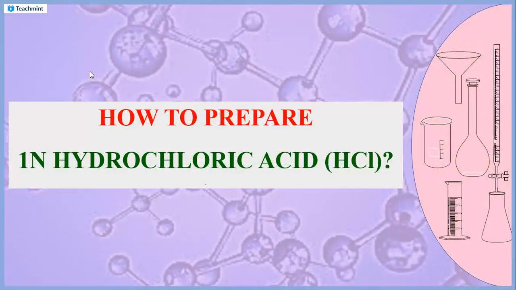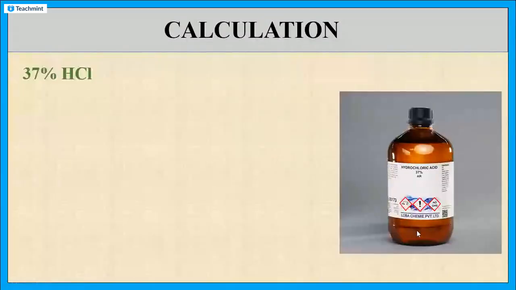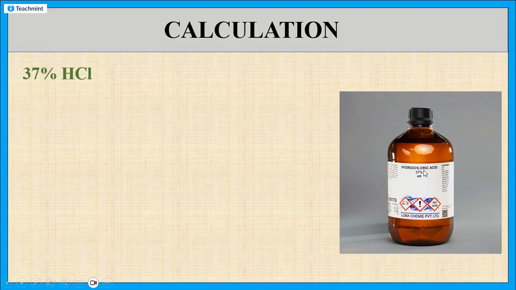In this session, I'm going to explain how to prepare one normal hydrochloric acid from the commercially available hydrochloric acid. Usually a 37% HCl bottle is commercially available with a density of 1.18 gram per ml. We can see this kind of bottle in most of the laboratories.